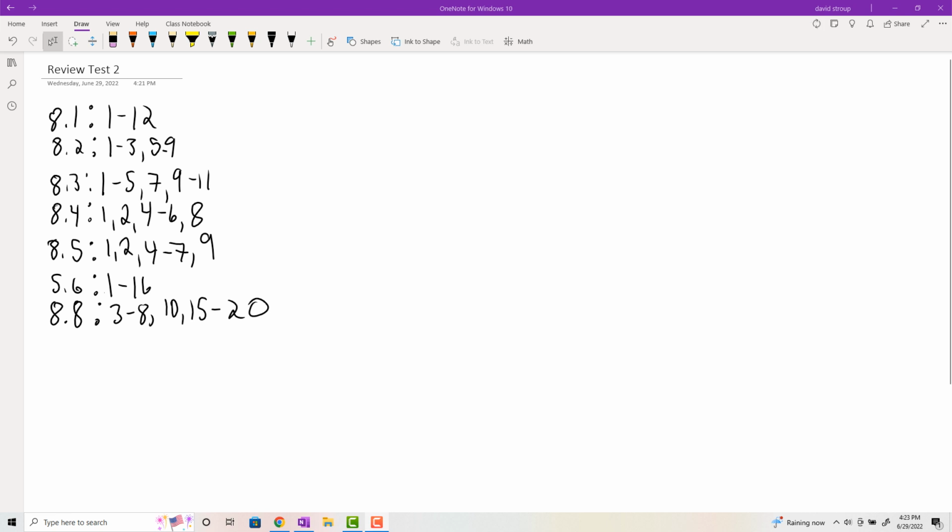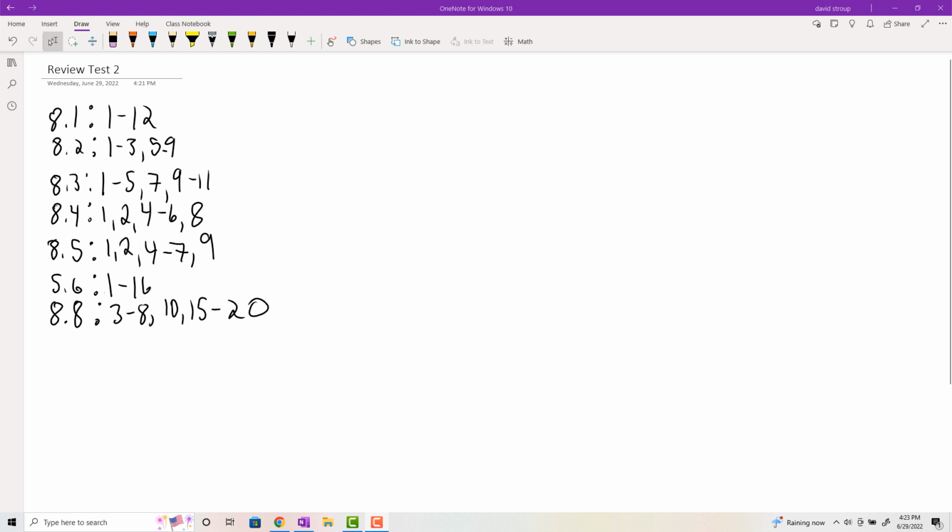So the question pool is listed there, 8.1, 8.2, so you might want to pause the video and copy those down. Those are the WebAssign questions, by the way. So any of those are fair game. Please note we're not doing 8.6. That was the numerical integration section. Hopefully the homework will be enough.